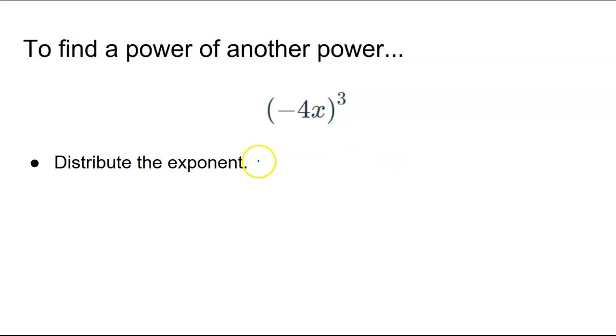To find a power of another power, so this is when we have a term inside of a set of parentheses raised to an exponent. One term here raised to a power. We're going to distribute our exponent to everything. So this becomes negative 4 to the third and x to the third.